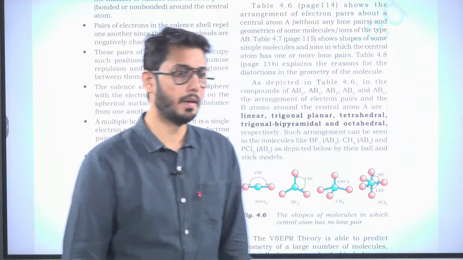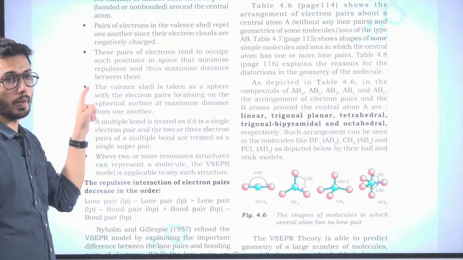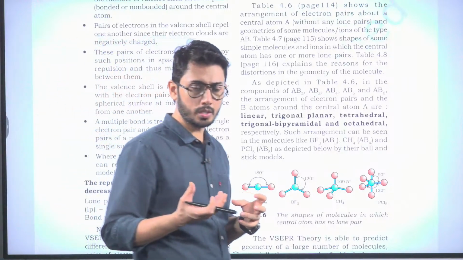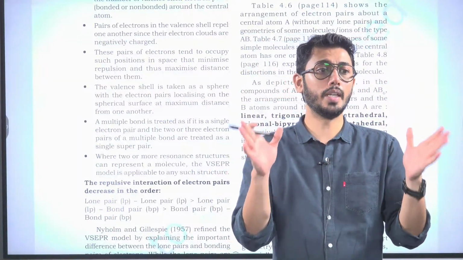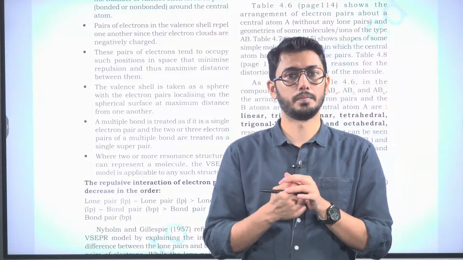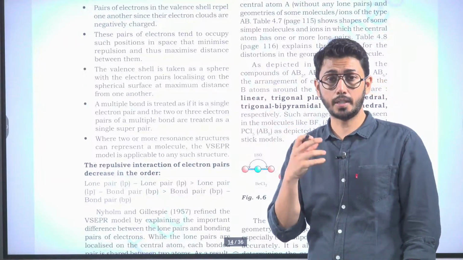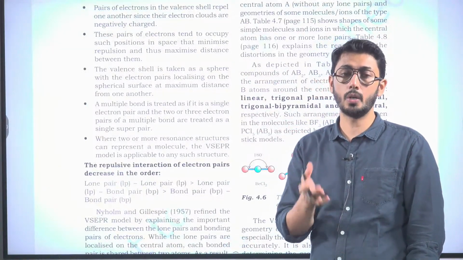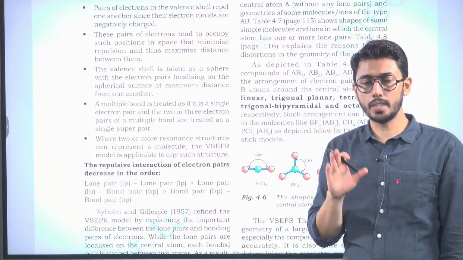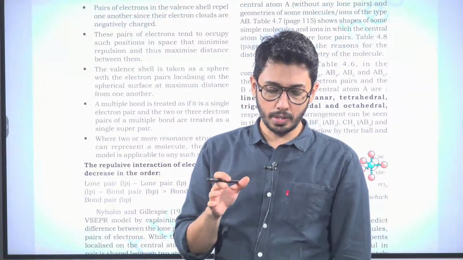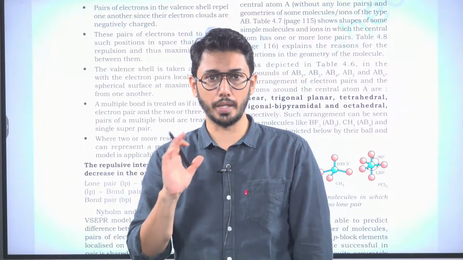Getting it? So these valence shell electron pairs tend to occupy which position in space? Such positions where repulsions are minimum, hence the distance between them is maximum. Next point, how VSEPR is considering the valence shell. The postulates are theoretical points, so we should be able to at least identify them in the exam, if any question asks which is correct or incorrect about VSEPR.